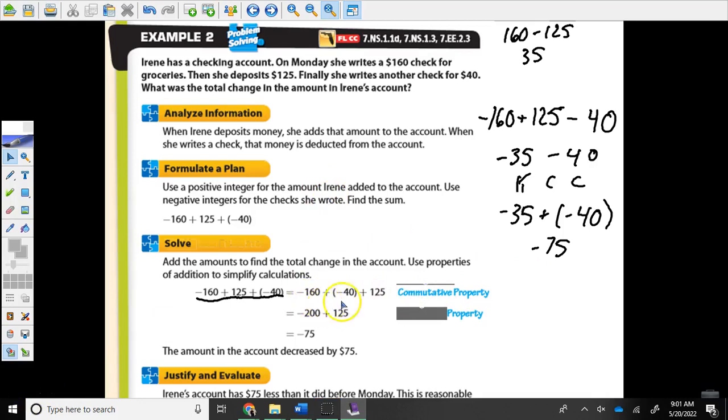So they do KCC and the minus sign turns to a plus sign and then the 40 turns to a negative. So you add them together and then you're going to subtract 200 minus 125 to get 75 and then the 200 is bigger. Okay? And then that's associative property. So Irene's account has $75 less than it did before Monday.